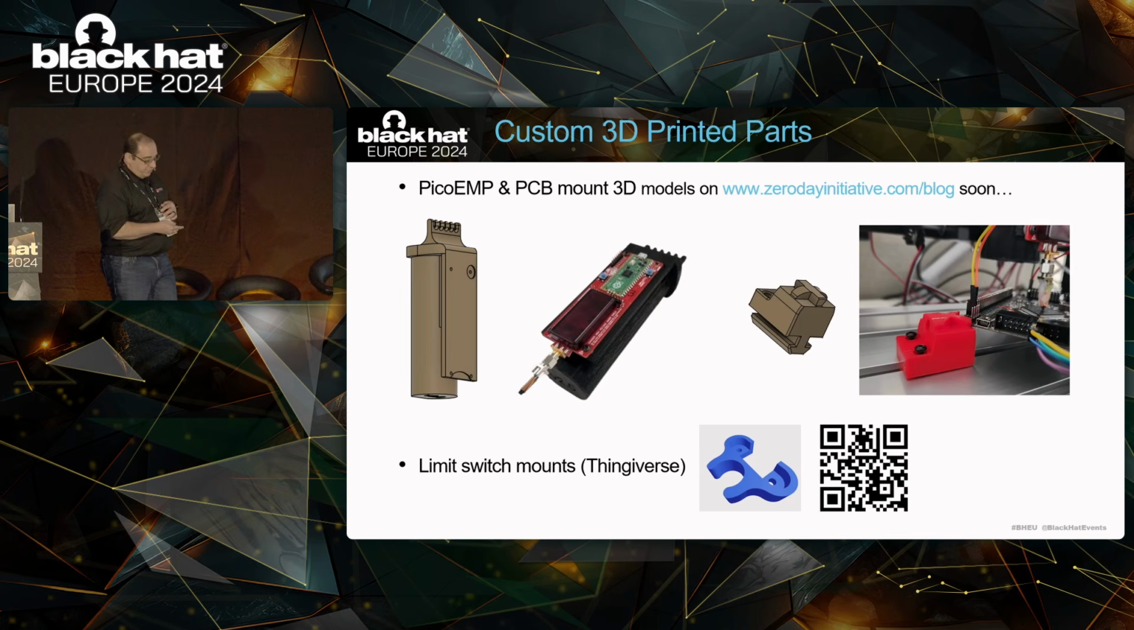A bit about the 3D printed parts. Obviously the Pico EMP mount. Like I said, it replaces where the spindle would go, and some handy platform mounts for the target PCB itself. And then we also leveraged Thingiverse for some limit switch mounts that our machine didn't have. For our components, they'll be posted in the blog soon.